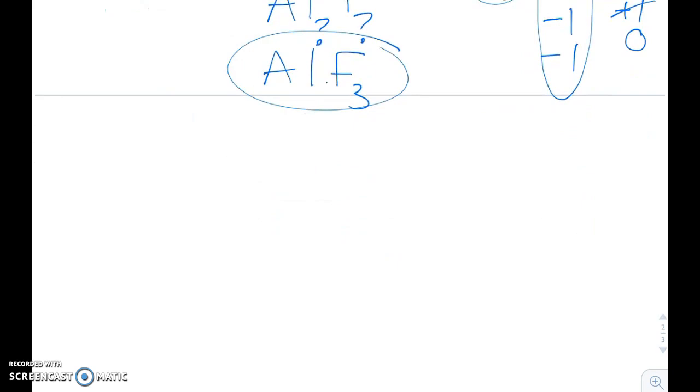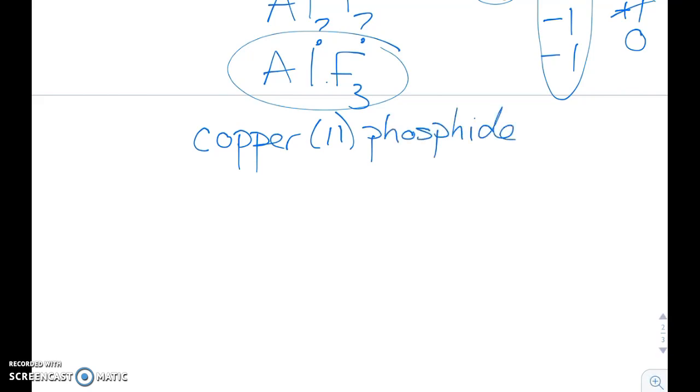If you see something like copper 2 phosphide. Okay, again, phosphide, not phosphate. That's phosphide. You'd go, okay, copper's +2. Phosphide is just phosphorus in the periodic table. That's -3. And you kind of do that same process. Okay, I've got +2, and I've got -3.